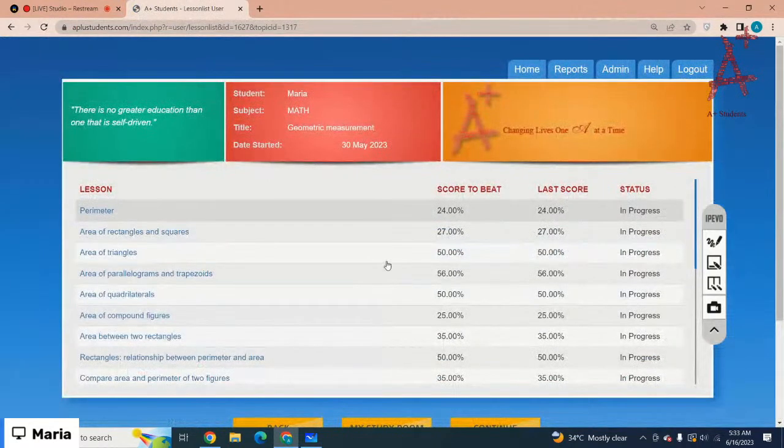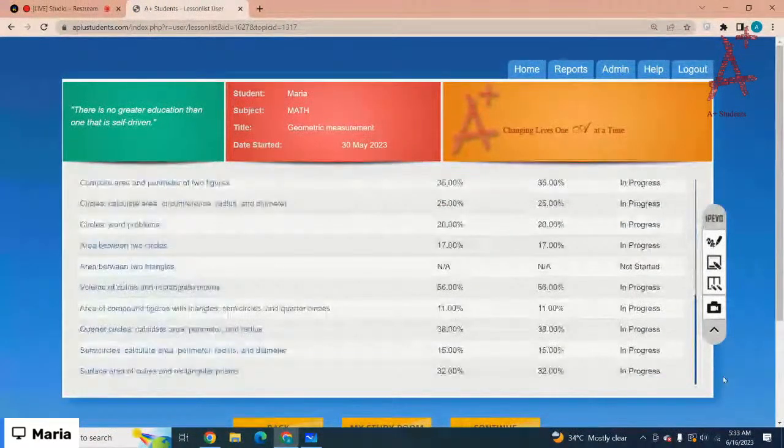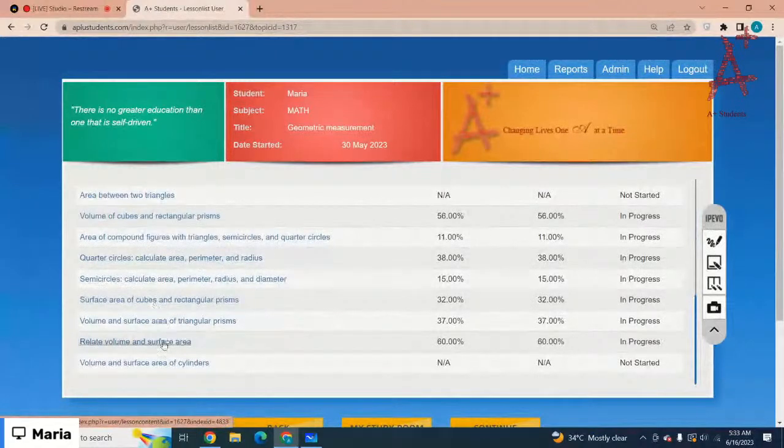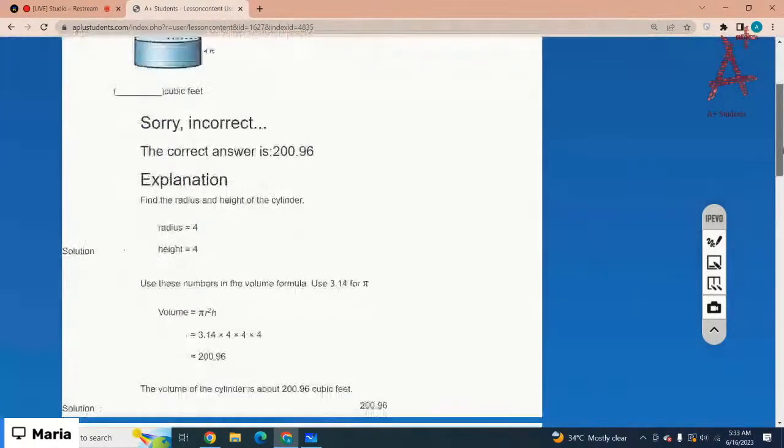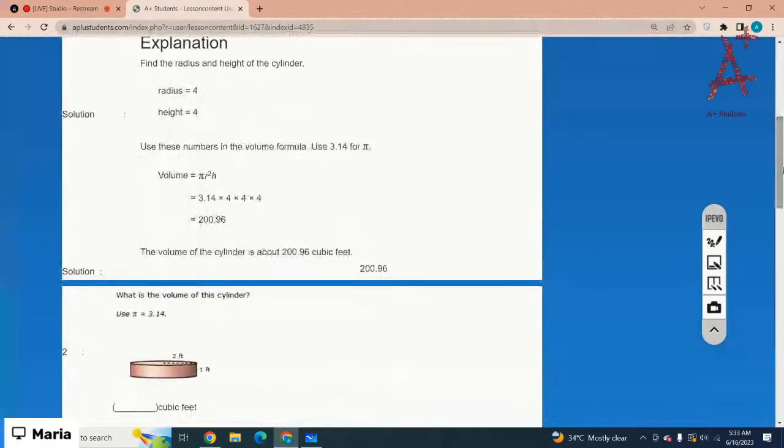Okay, the next one is volume and surface area of cylinders. You are given the cylinder, you have to calculate the volume of the cylinder. You are given the radius of the cylinder and the height of the cylinder. So the volume is pi r squared h. Just put in the values and do the calculations. That is the volume of the cylinder.